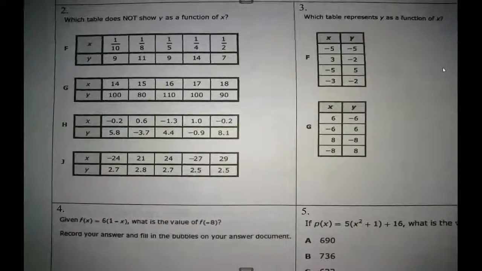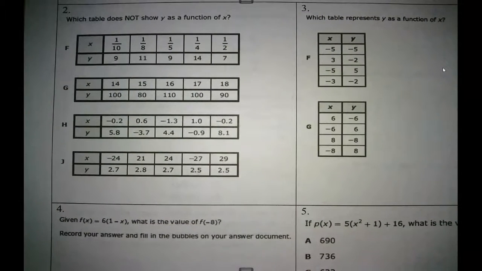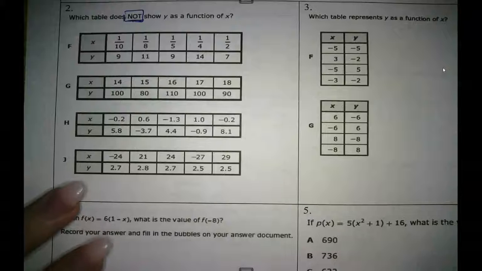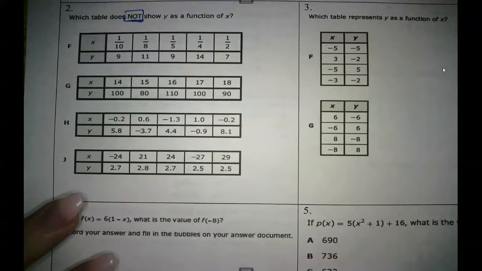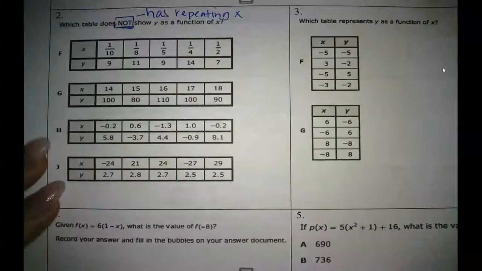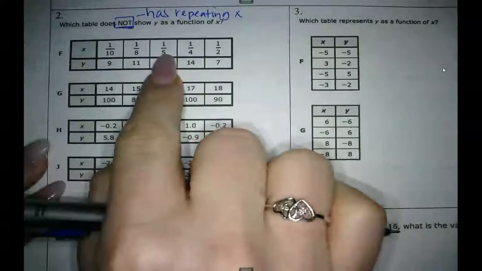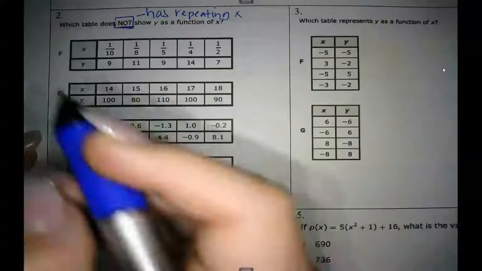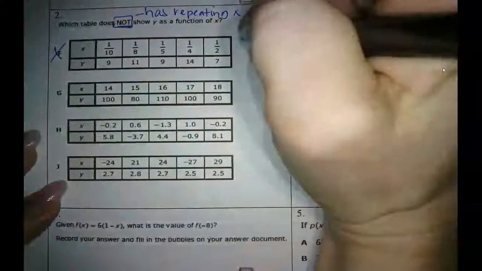So let's look at this. This one says, which table does not show a function? Read your question. So this one wants to know which one has repeating x values. So this one's 110, 18, 15, 14, 12. Those are all unique. So that one is a function.